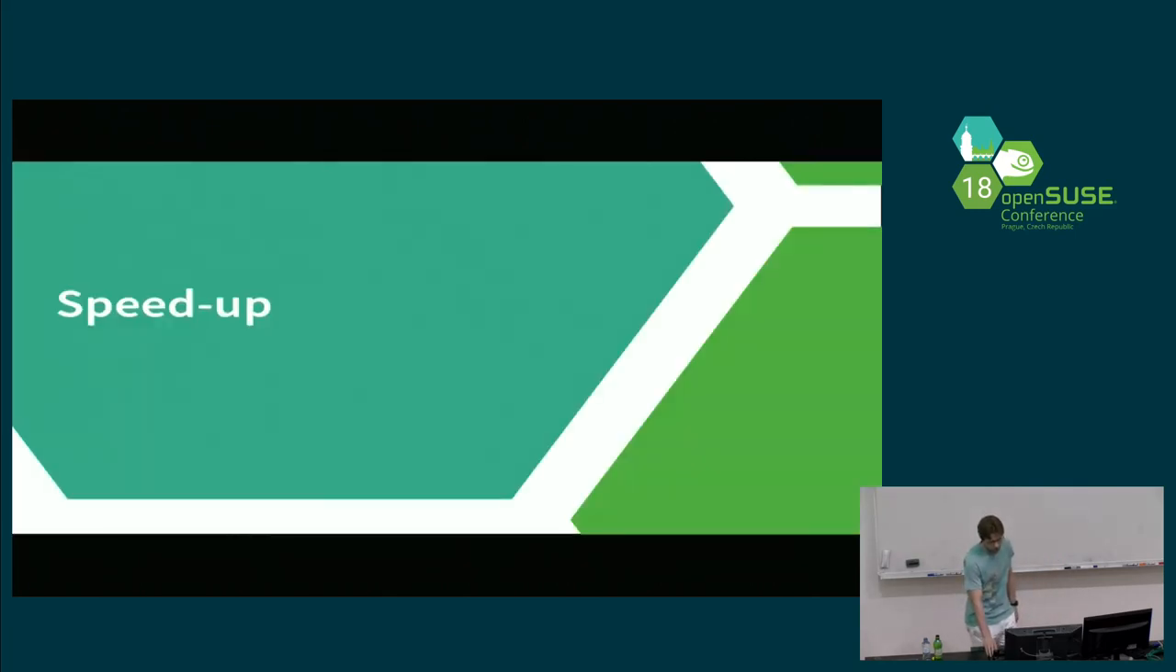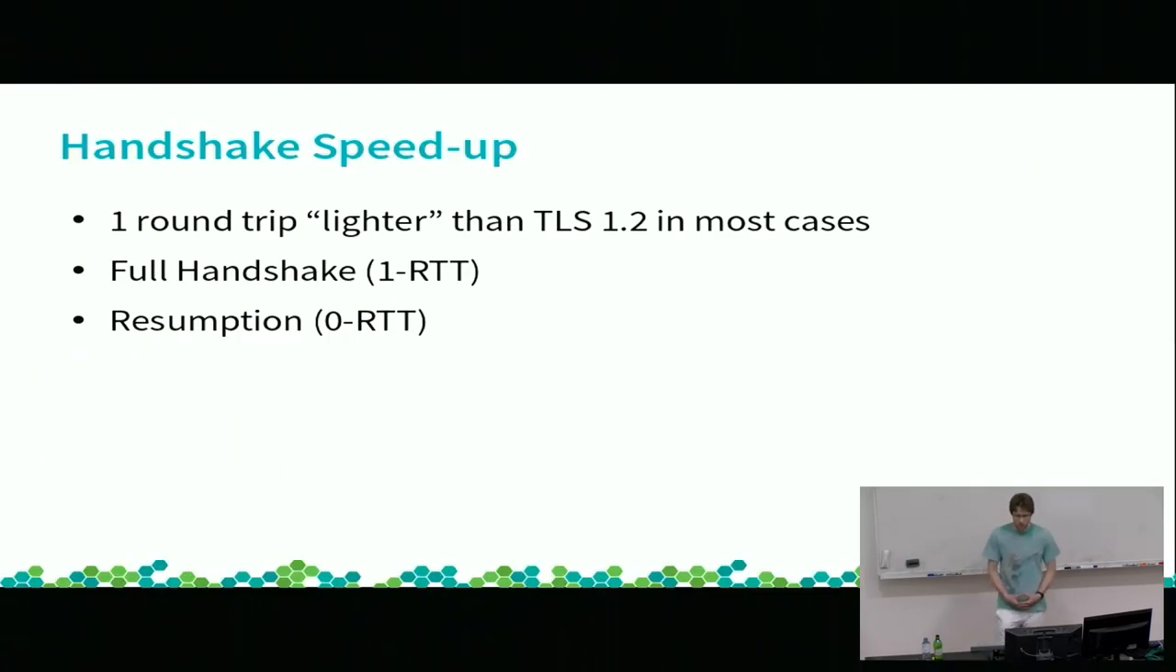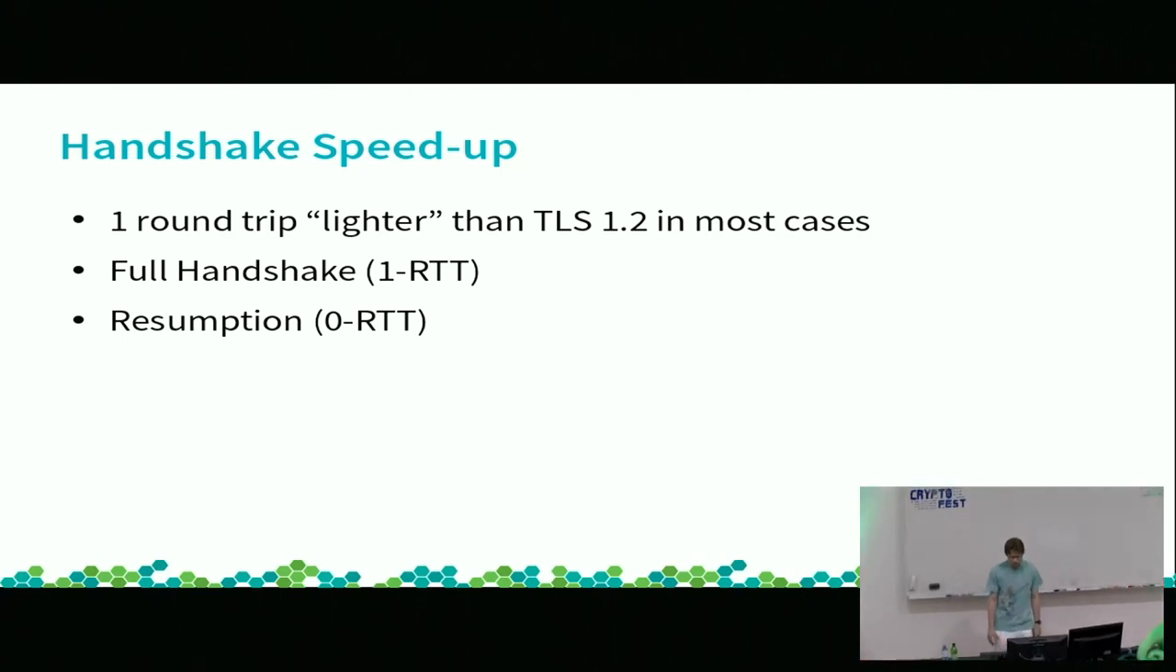Okay, speed improvements. The handshake was sped up, one round trip was shaved off, well, in most cases. The full handshake now takes just one round trip, and the resumption can be used even with zero round trips. The round trip means, well, the way to the server and back. And it's basically the amount of round trips until the data can be transferred through the protocol.